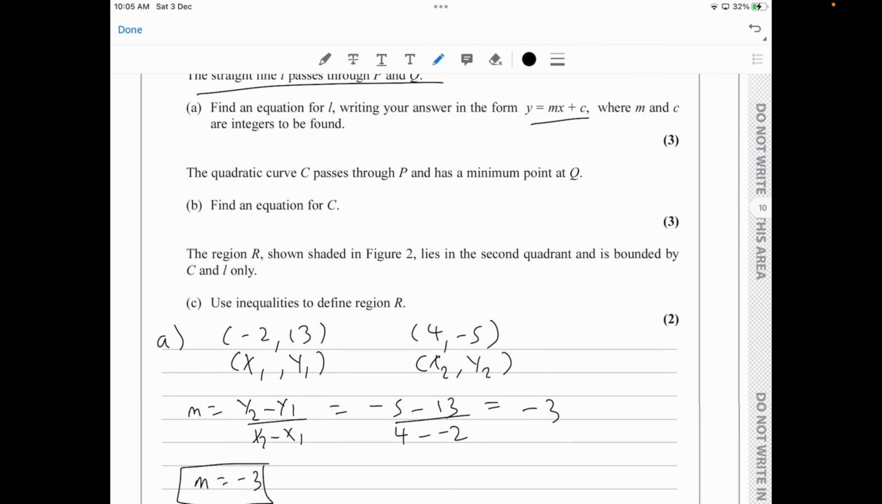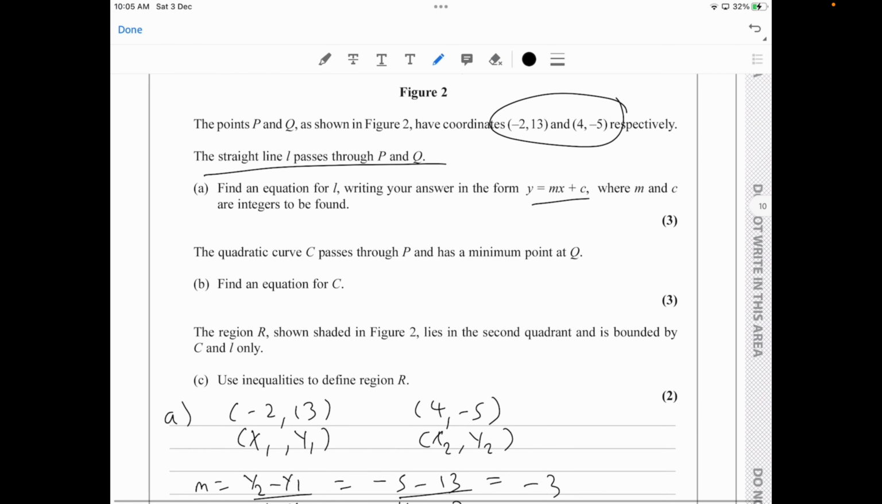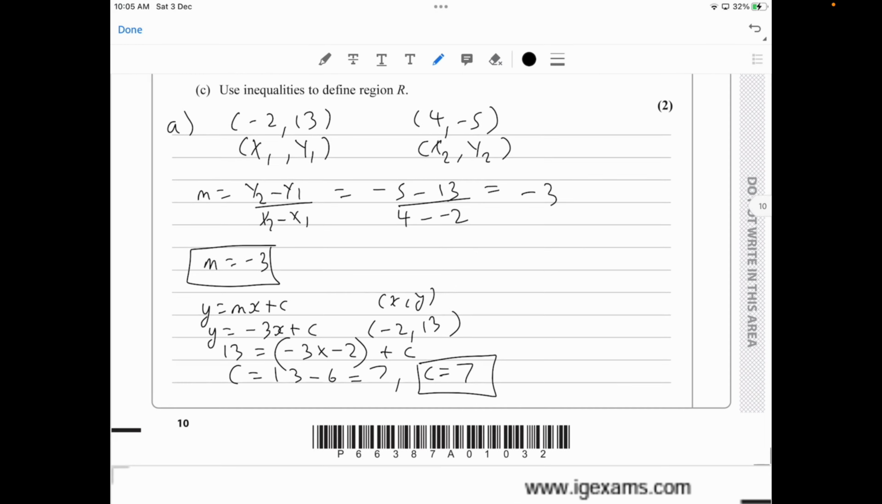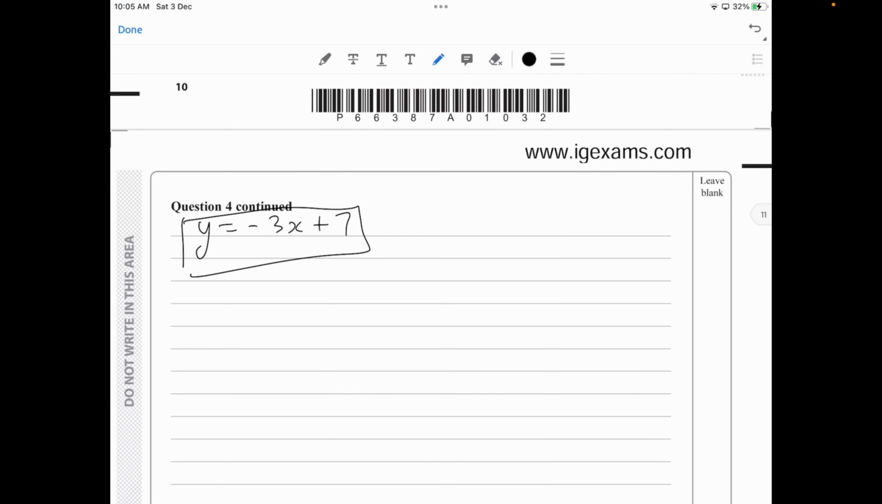By the way, let me check if we have to state anything. Yeah, we have to state where m and c are integers to be found. Thankfully, here they're integers, so m is going to become -3. C is equivalent to 7. Do state that out in case they ask you. This is going to be the equation for line L. Alright, let's move on to the next question.